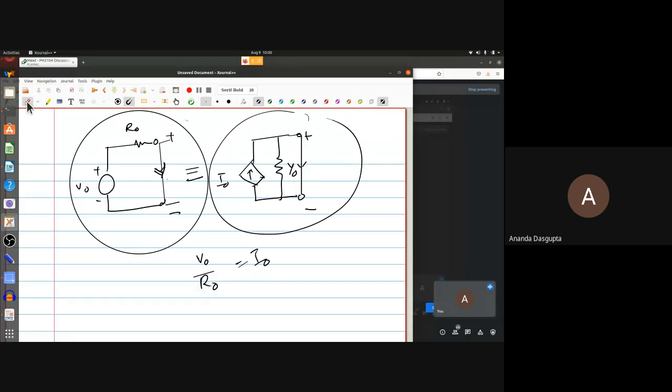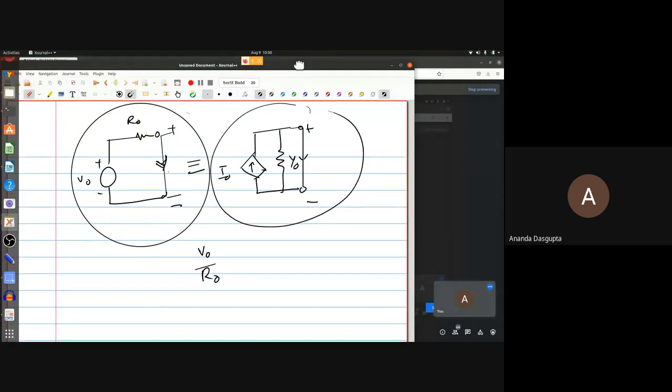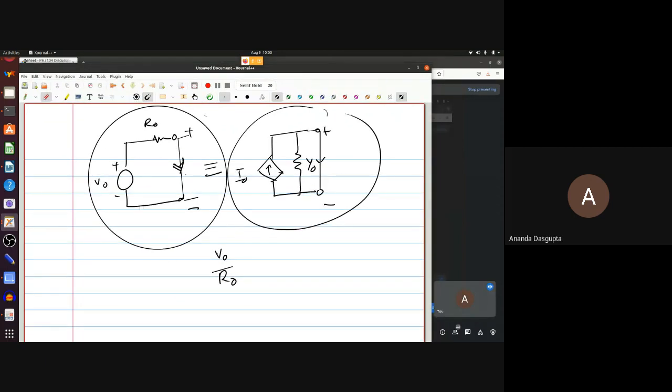So basically, what we are saying is this. In this circuit, if you put a short, you get a current of V naught by R naught. In this circuit, if you put a short, again, not something you should do, you get a current of I naught, simply because if it's a short, all the current will of course flow to the short and nothing will flow to this admittance.